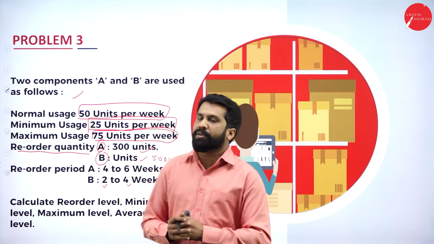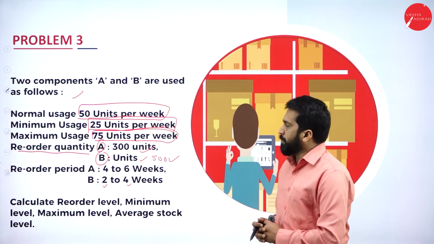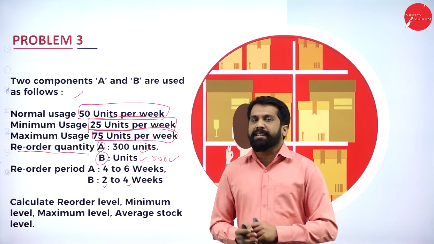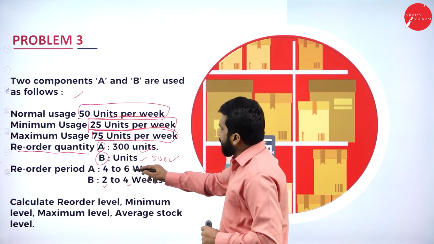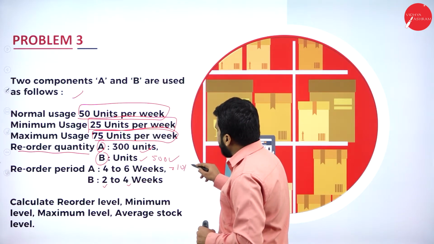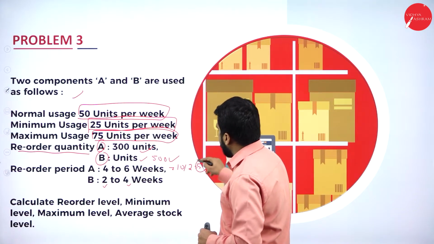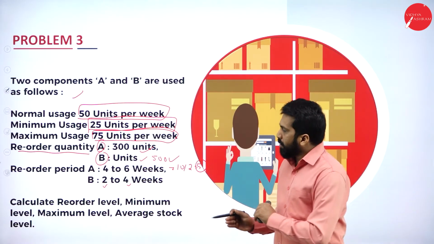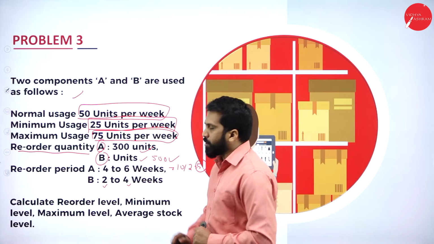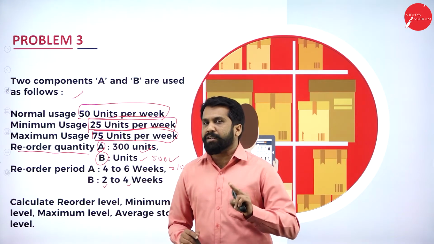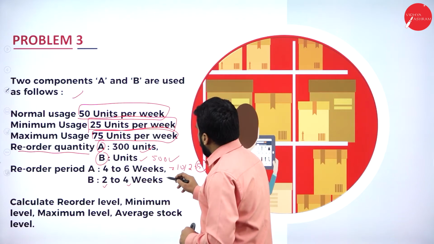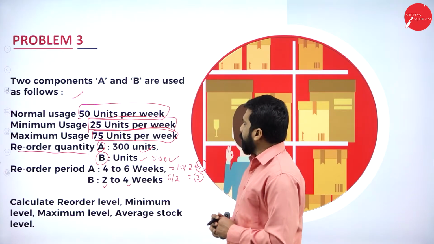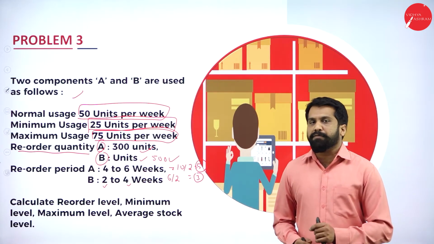Now, in this problem, have they given the normal reorder period? Answer is no. Why? Because they have not particularly mentioned what the normal reorder period is. Then how to calculate? It is very simple. 4 plus 6, how much is it? 10. 10 divided by 2 will be 5. So the normal reorder period for A is 5. Now similarly for B, 4 plus 2 is 6. 6 divided by 2, how much is it? 3. So the normal reorder period for A is 5 and the normal reorder period for B is 3.